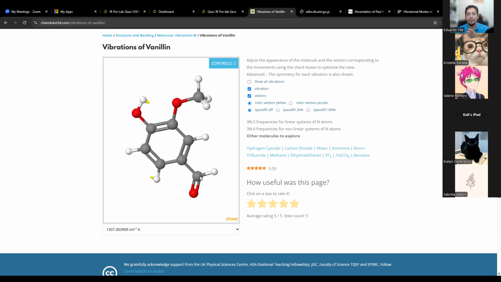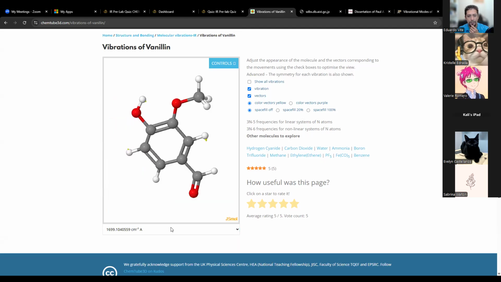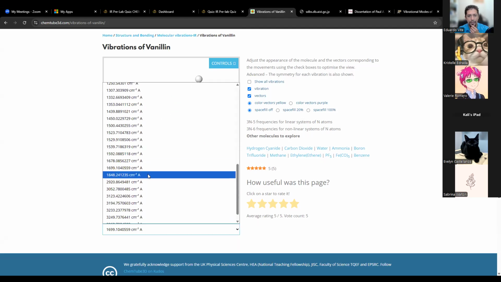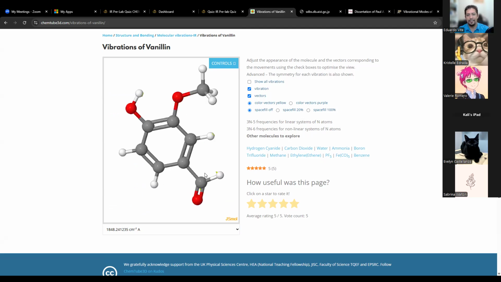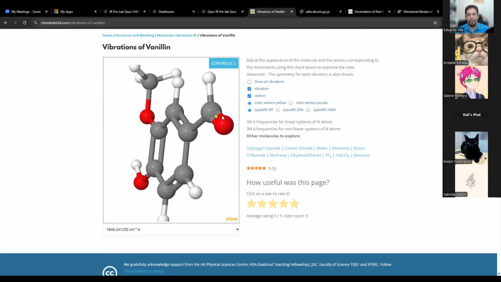Let me see if I can find the carbon double bond oxygen. I know that one vibrates at around 1700. So let's see, 1699. Nope, that's the rest of the molecule. 1848. Yep, there it is. Look at that. So even though you see some of the molecule vibrating, you can see right there that this carbon-oxygen is the main vibration of this motion right here. And this happens at 1848, which is characteristic of carbon double bond oxygens.